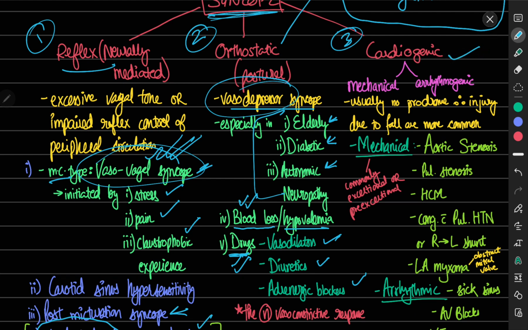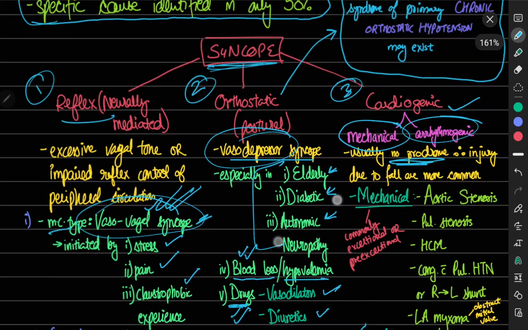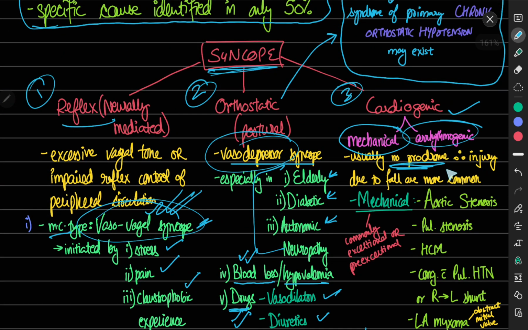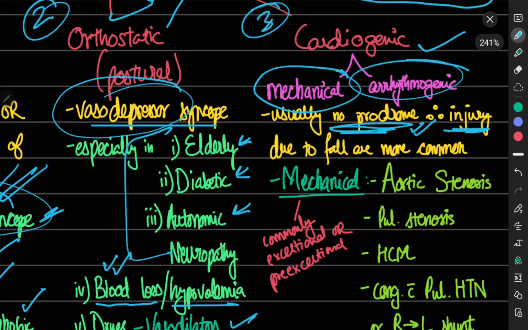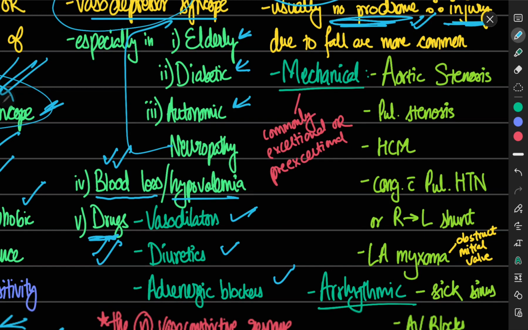Third, it can be cardiogenic. Cardiogenic causes can be either mechanical or arrhythmogenic. Usually there is no prodrome in cardiac causes. They occur out of the blue, so there is high risk of injury. In orthostatic and reflex, neurally mediated syncope, we usually have a prodrome. The patient is able to tell that he is going to fall, so he sits down or something.